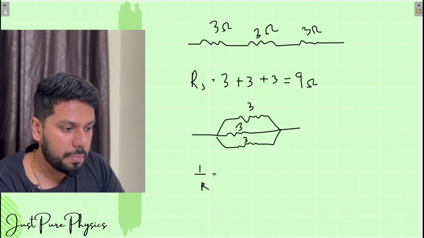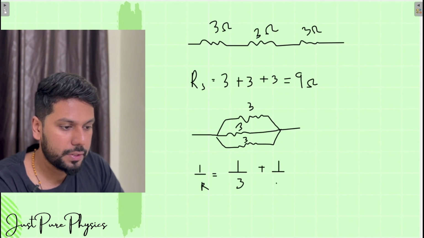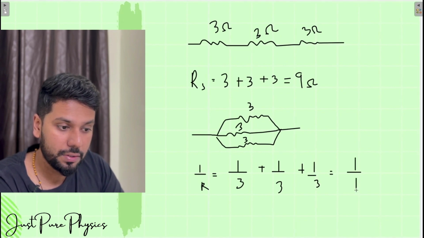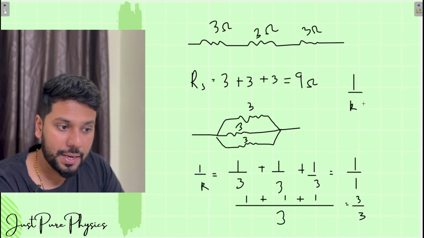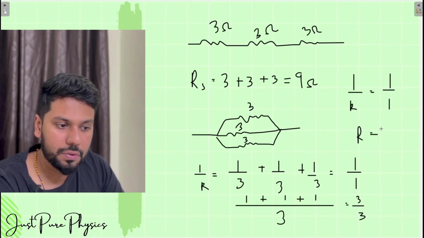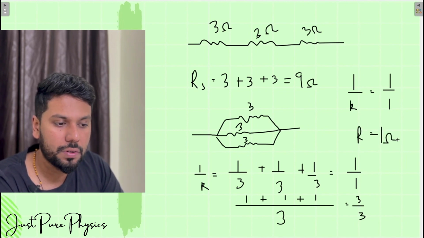You see, 1 by R is equal to 1 by 3 plus 1 by 3 plus 1 by 3. So, students, you know logically, you take 3 as common: 1 plus 1 plus 1, so 3 by 3 is going to be 1 by 1. So, from this, 1 by R is equal to 1 by 1. So, R is equal to 1 ohm.